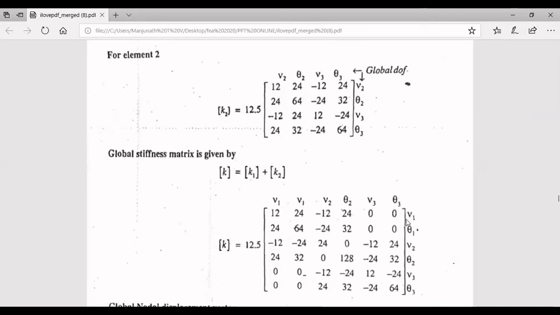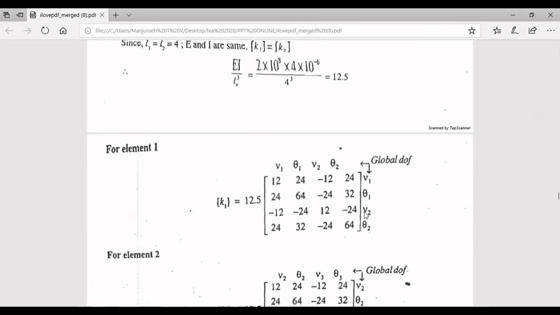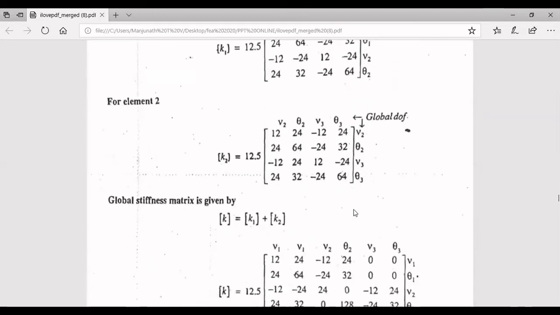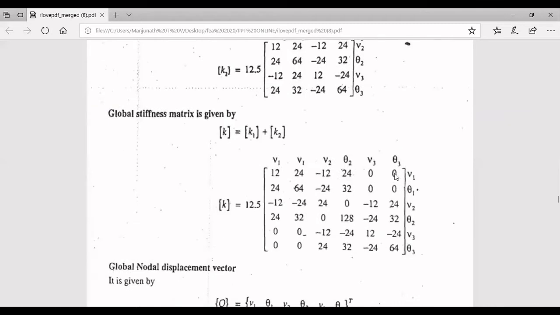Okay, so for v3 v1, there is no combination, also v3 v1 from element number 1 and element number 2, so we can keep this as 0. Similarly, theta 3 v1 combination we don't have, and theta 3 theta 1 combination we don't have, so at that particular location the coefficient value becomes 0. Similarly, at this corner also, we don't have any V1 V3 combination.